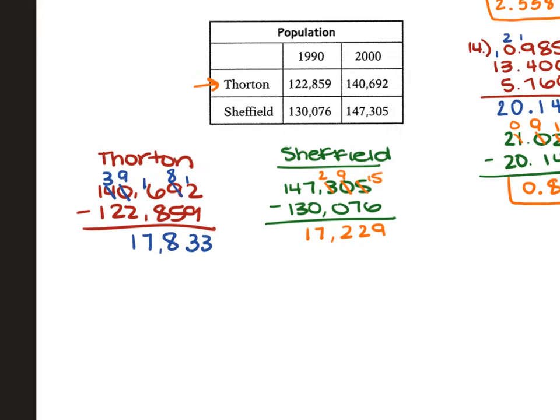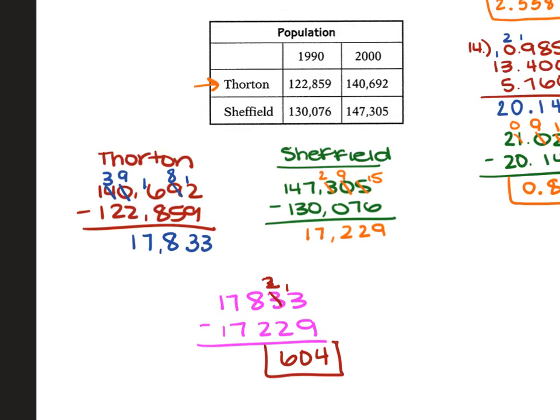To find the difference between the two changes, we're going to subtract these two. So we're going to do 17,833 minus 17,229. The 3 becomes a 13, making the next 3 a 2. So 13 minus 9 is 4. 2 minus 2 is 0. 8 minus 2 is 6. The 7 minus 7 is 0. The 1 minus 1 is 0. So it's just 604.